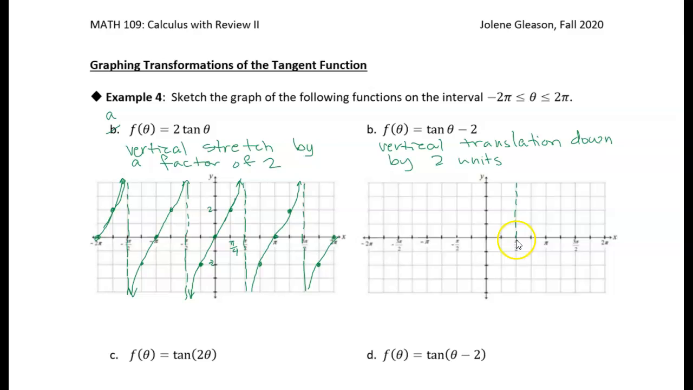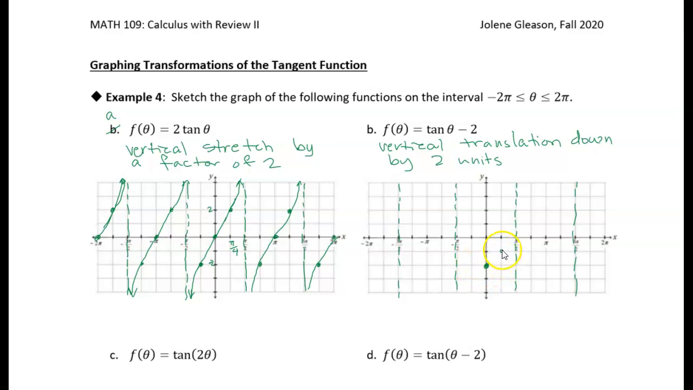So I'm just going to sketch in those asymptotes again, the same asymptotes, right? Because we're just translating everything down, and that's not going to do anything to the asymptotes. So I'll sketch those in. Whoops, that's kind of off there. Let's see. All right, there's my asymptotes. Now, normally it would go through 0, 0, but because I'm taking that and subtracting 2 from it, now it's going to go through this point here at 0, negative 2.